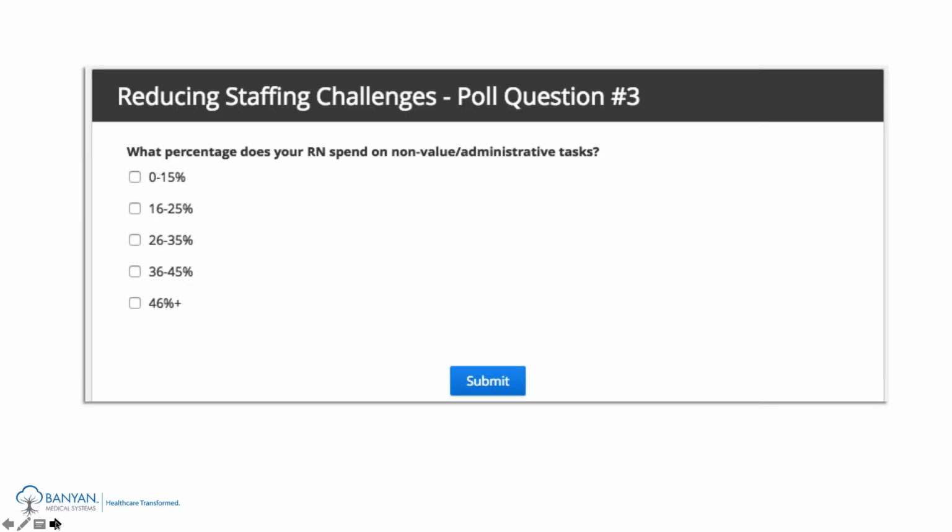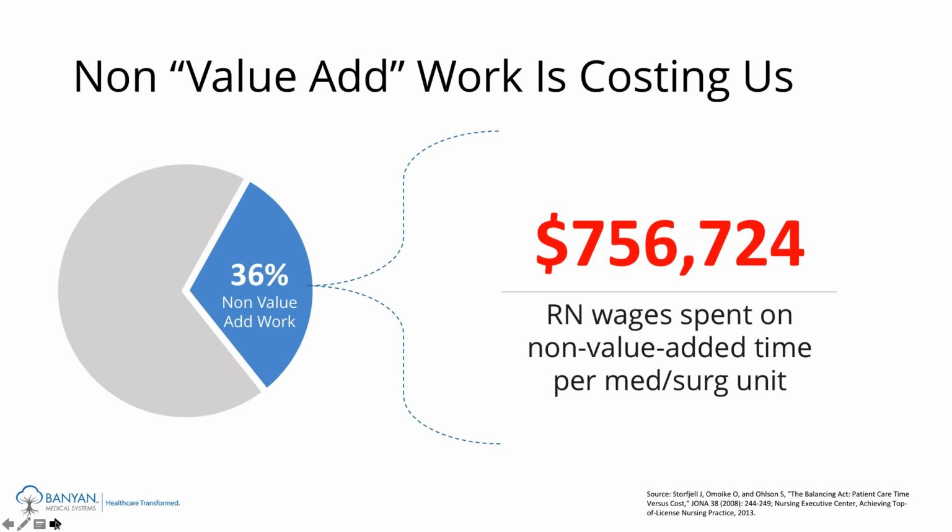Which goes right to what our slide says here: 36% non-value added work. But here's the thing that's amazing, and I did not know this until we did the research: over $700,000 in non-value added per year per med surge unit. Wow, that is a daunting number. Money that can be saved just by not doing non-value added work.